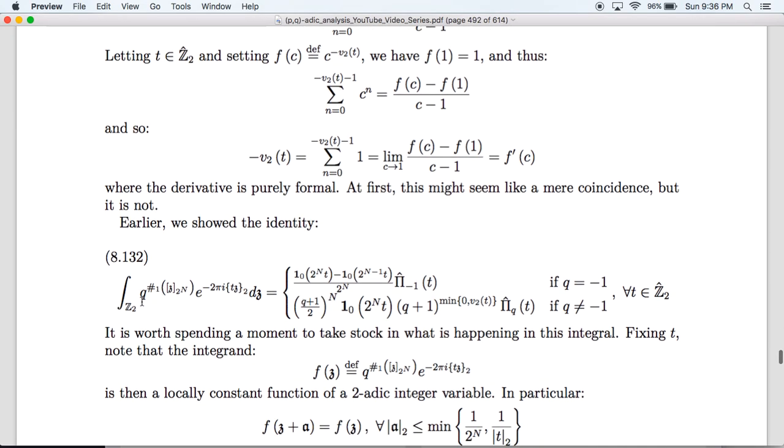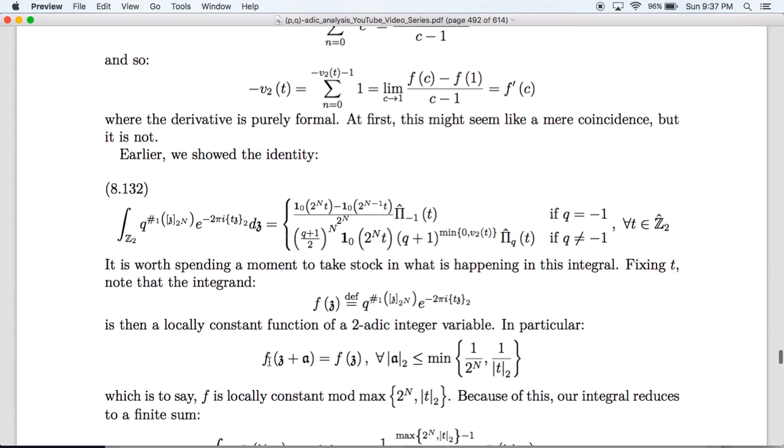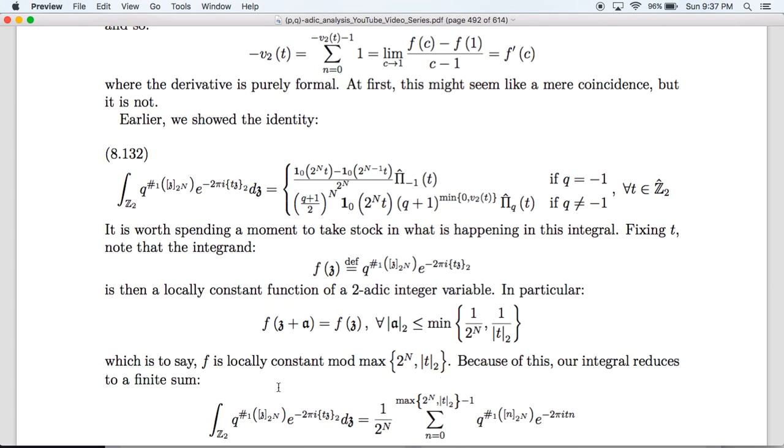Earlier, we showed this identity, which is with the Fourier transform of q to the number of ones of z mod 2 to the big N. It's worth spending a moment to take stock of what's actually happening in this integral. If we fix t, note that our integrand is a locally constant function of a two-adic integer variable. In particular, it will be locally constant modulo a, where a is whichever of these is smaller. It's either 2 to the n or t2, which is to say that f is locally constant modulo the maximum of 2 to the n, the absolute value of t.